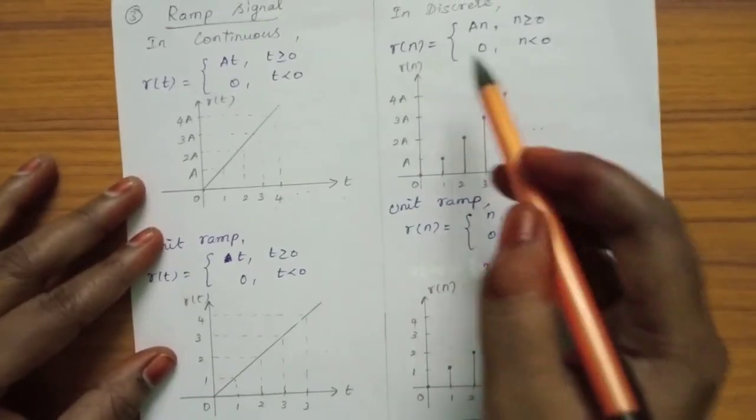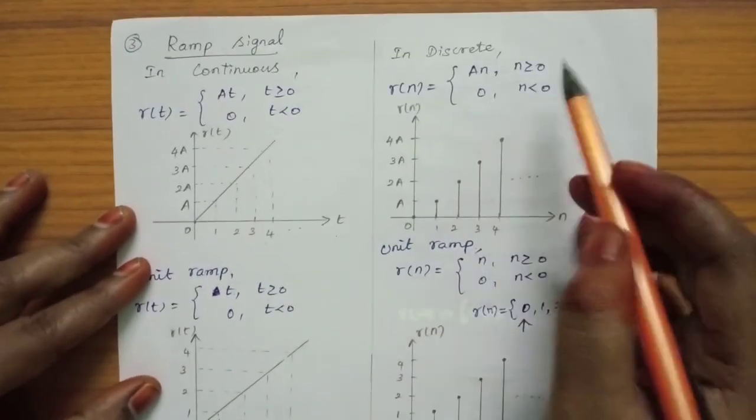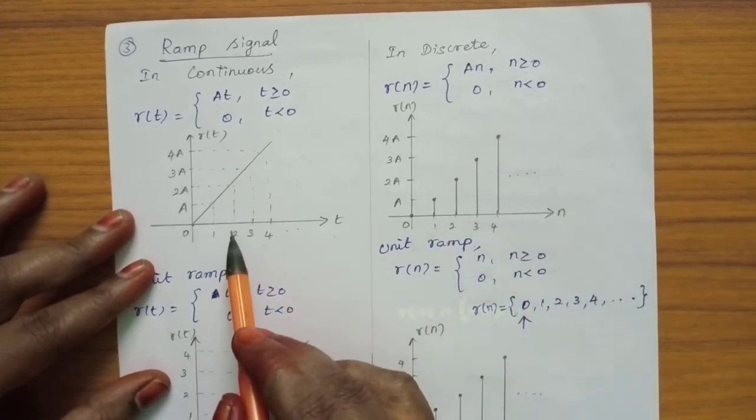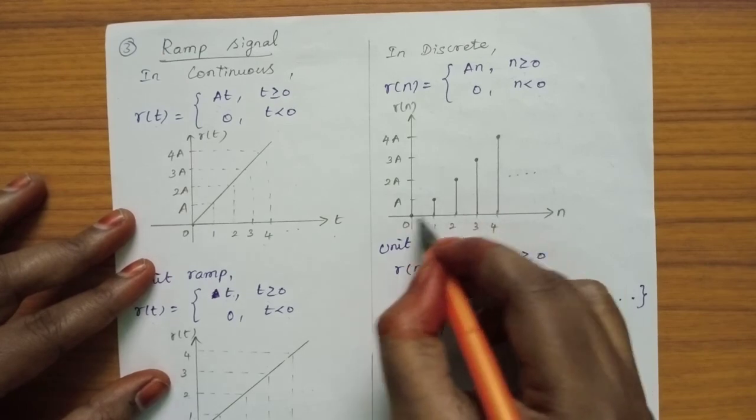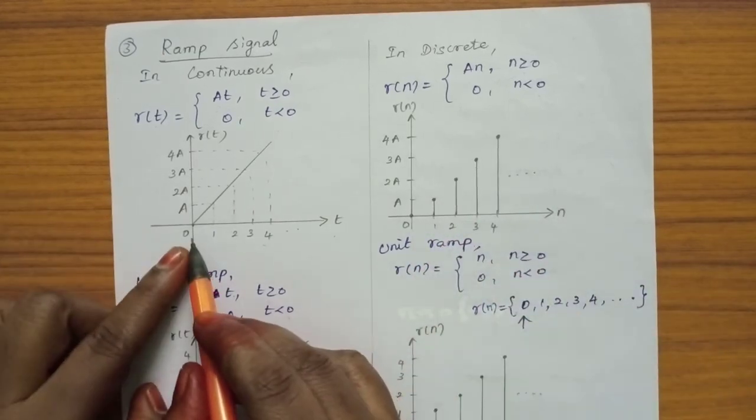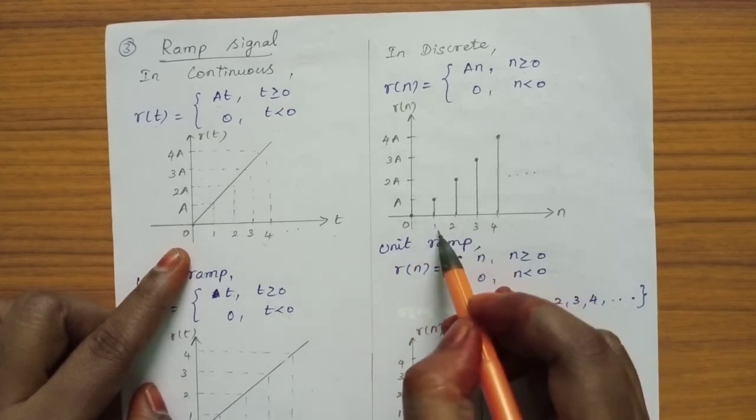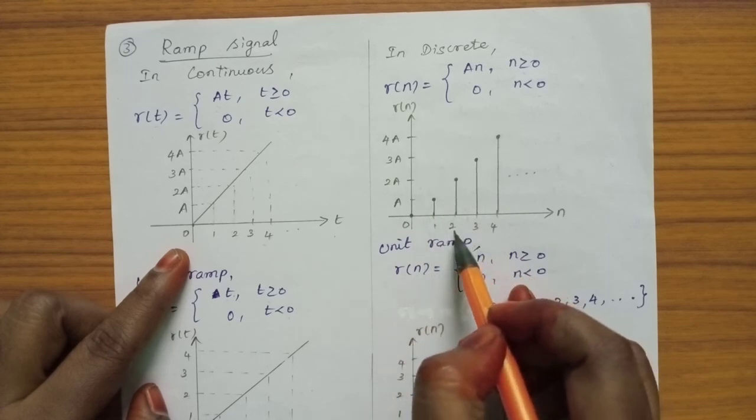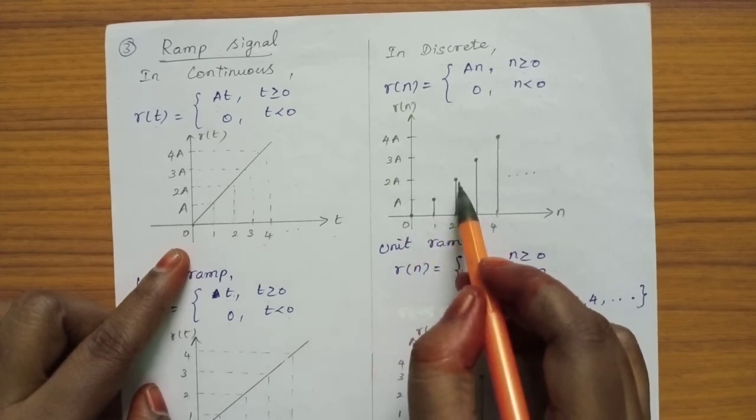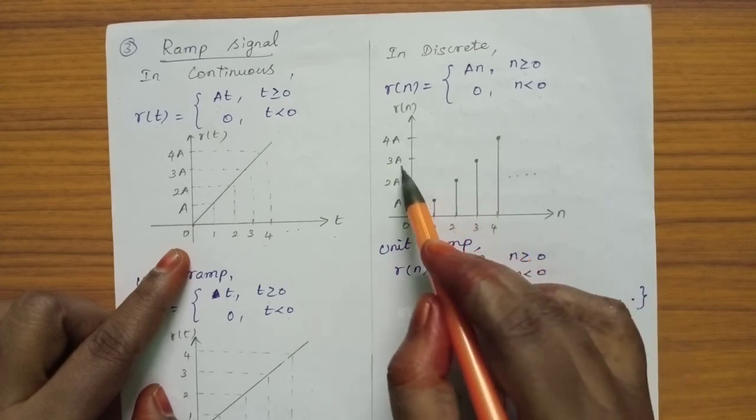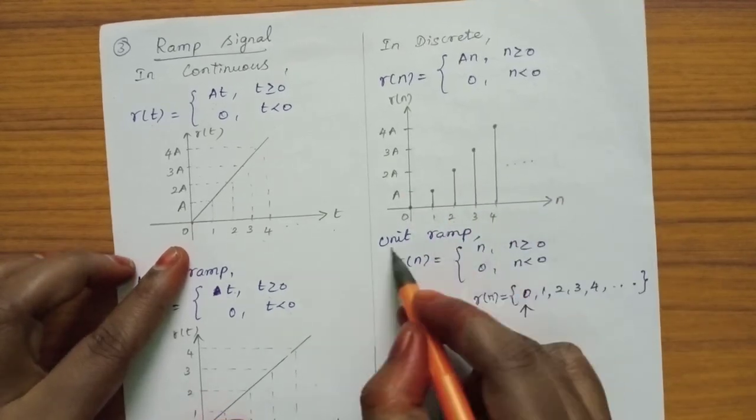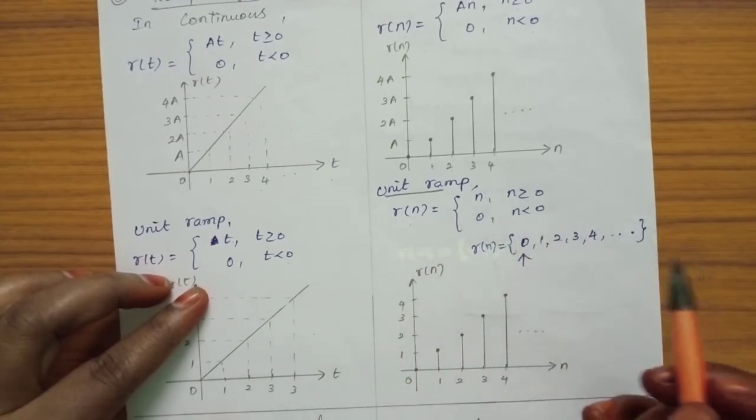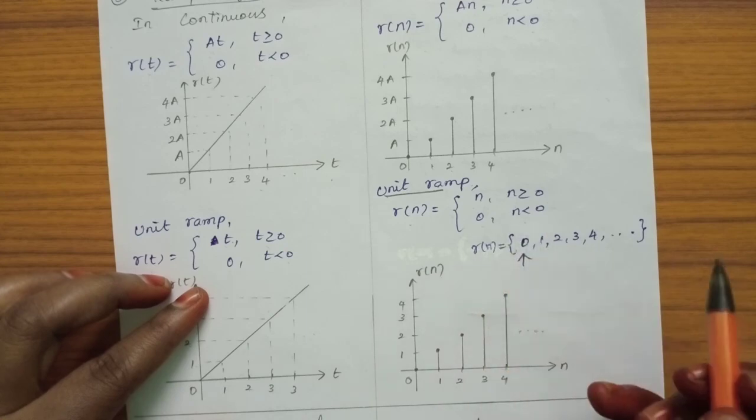So in discrete form, r of n equal to an when n greater than or equal to 0, 0 when n less than 0. So same signal, here we are writing it as discrete form. That is, for n equal to 0, its value is 0. For n equal to 1, r of n equal to a. n equal to 2, r of n equal to 2a. n equal to 3, r of n equal to 3a. Like this. For unit ramp, r of n equal to n when n greater than or equal to 0, 0 when n less than 0.